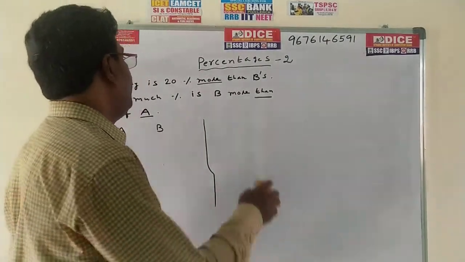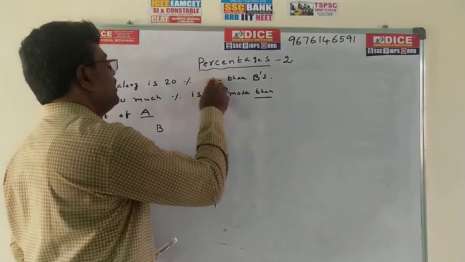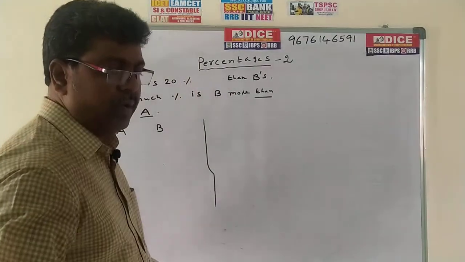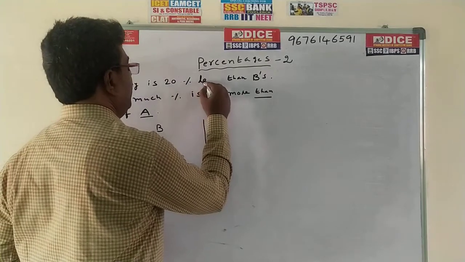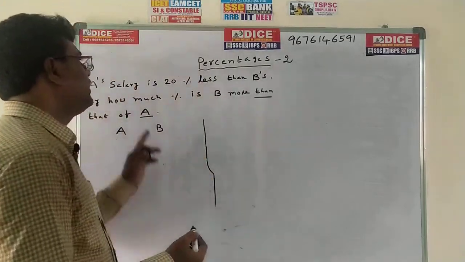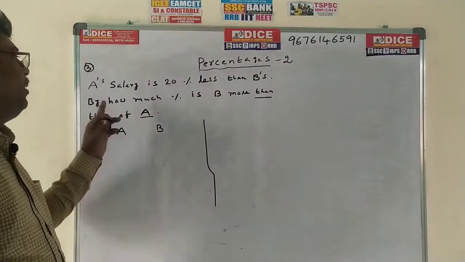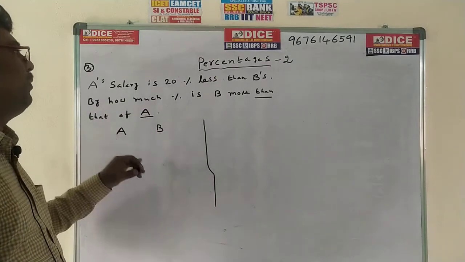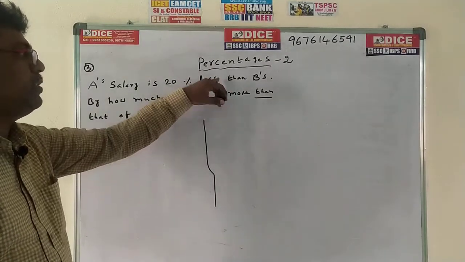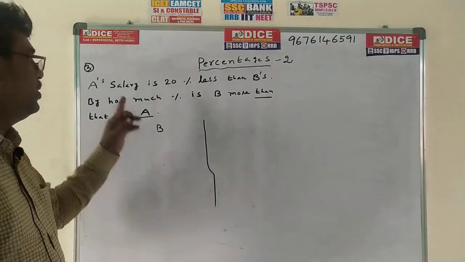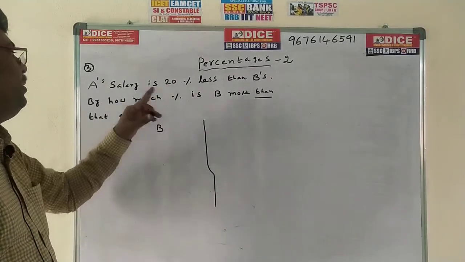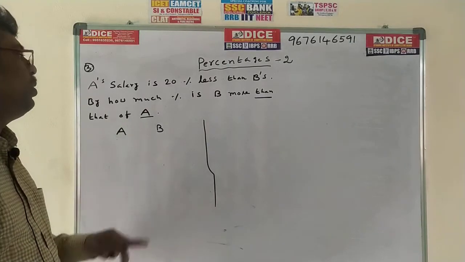In place of "more," you can write "less," not more. If it is more, you can go with the first method only. So: A's salary is 20% less than B's. By how much percent is B more than that of A? Be careful, here it is not more, it is less.